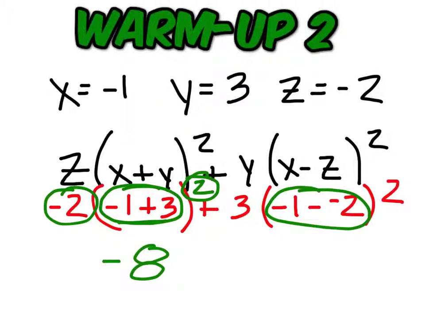This is a positive 1. That's a double negative. Negative 1 plus 2 is 1. Squared is 1. Times 3 is 3.